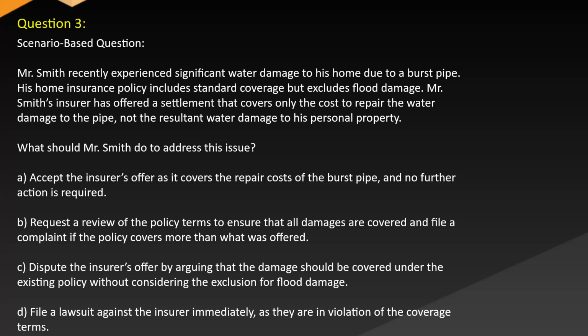A. Accept the insurer's offer as it covers the repair cost of the burst pipe and no further action is required. B. Request a review of the policy terms to ensure that all damages are covered and file a complaint if the policy covers more than what was offered. C. Dispute the insurer's offer by arguing that the damage should be covered under the existing policy without considering the exclusion for flood damage. D. File a lawsuit against the insurer immediately as they are in violation of the coverage terms.